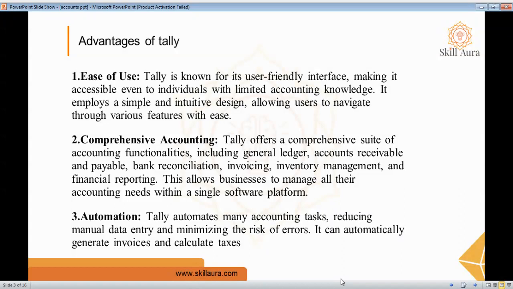And also, it allows the business to manage all its accounting needs with a single software platform. For example, a retail business, that is, an XYZ store, can use Tally to manage its financial accounts, track inventory levels, and generate the tax return all in one place.